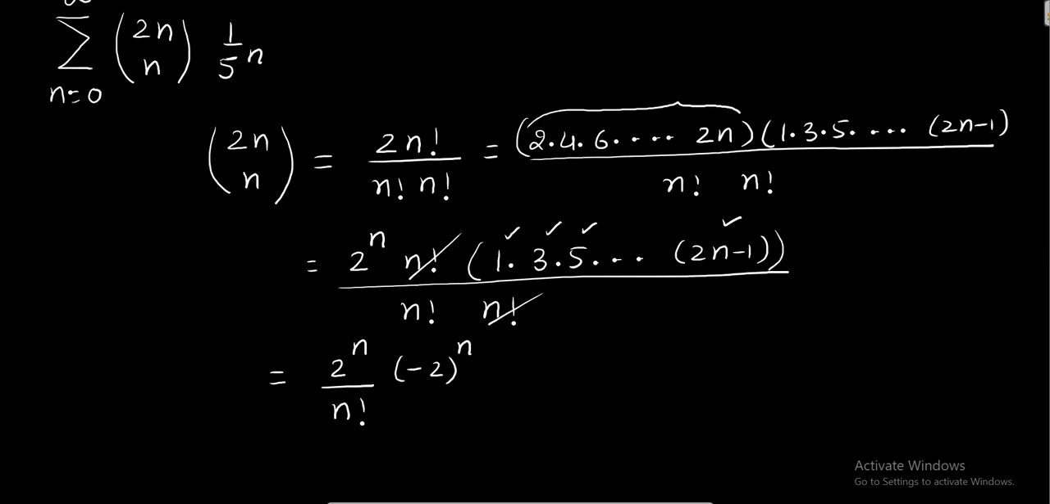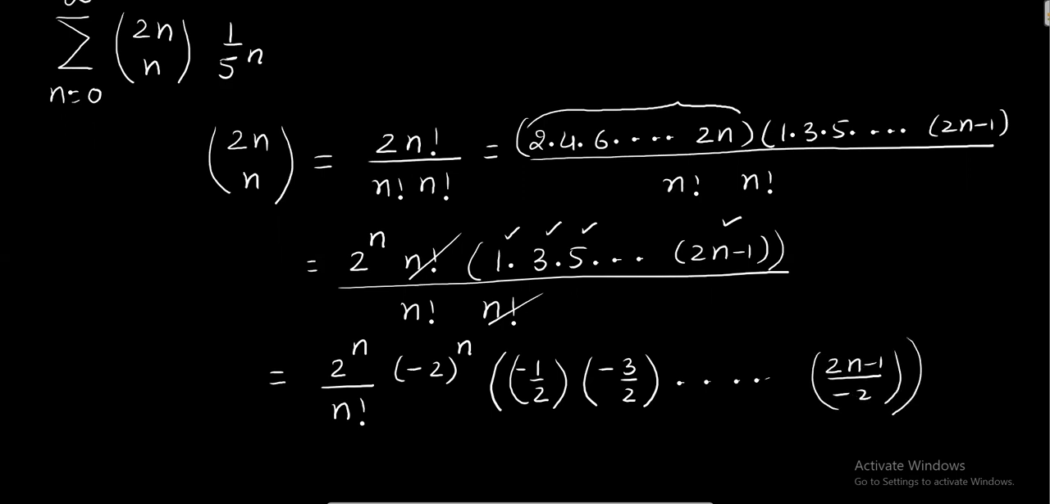Because n terms are there, I will be taking minus 2 power n common. But if you are taking minus 2 power n common, then what will be left out? The first term will convert to minus 1 by 2. That means instead of 1, now I have minus 1 by 2. Instead of 3, it will become minus 3 by 2. And similarly, the last term will become 2n minus 1 upon minus 2. This is what we are getting.